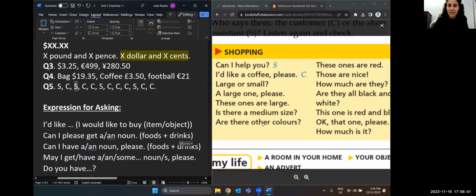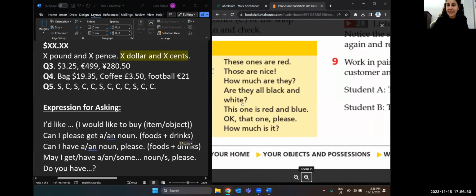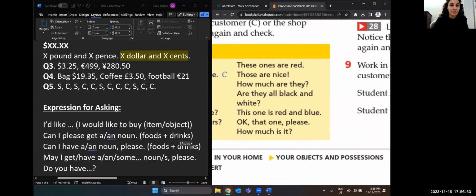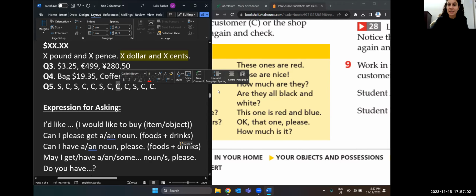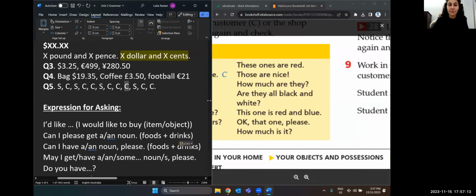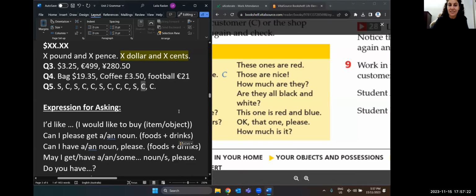Is there a medium size? Are there other colors? Because he wants to know. These ones are red. Those are nice. How much are they? Are they all black and white? This one is red and blue. And okay, that one, please. How much is it?